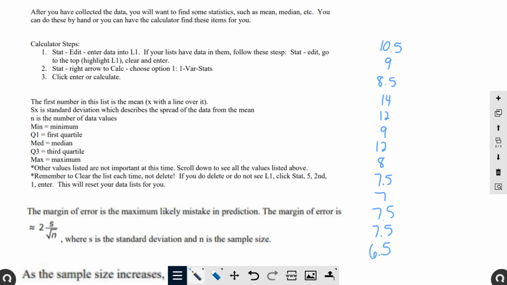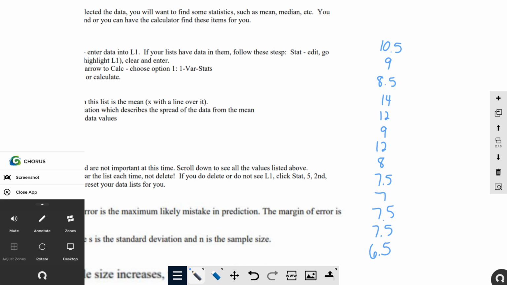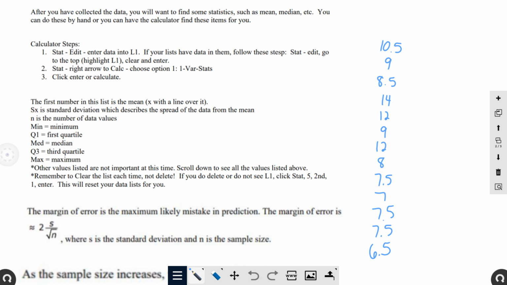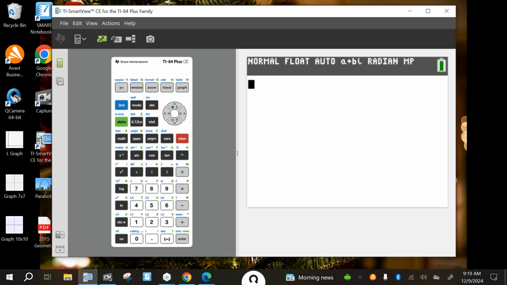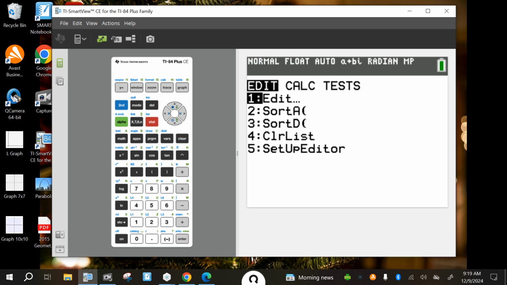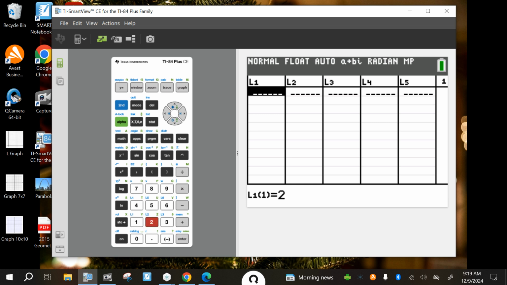So what we're going to do is take this information and put it in our calculator and generate all these different things that it talks about. So here's how you put the info in your calculator. But first thing that you do is you hit Stat and enter on Edit. Now, if you have things typed in your list, you go up to the top where L1 is highlighted and hit Clear and Enter. You always want to use Clear, never delete.